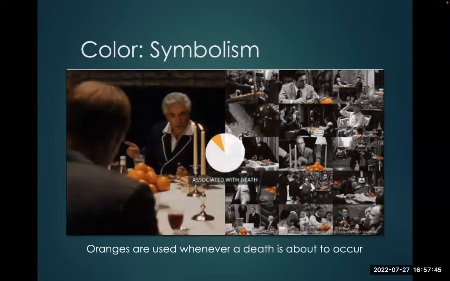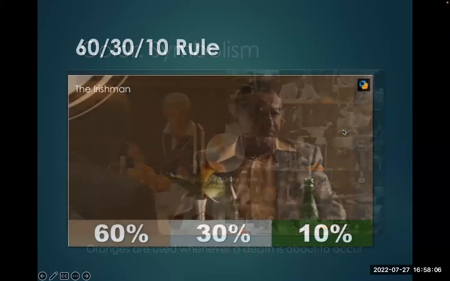I mentioned oranges earlier. This is from the film The Godfather. Every time there's oranges in a shot, a death is going to happen. And I believe this was an intentional shot. I believe this is some sort of Sicilian tradition. And so they took the time to make sure oranges were in every shot to foreshadow that a death was coming, a little Easter egg for the audience.